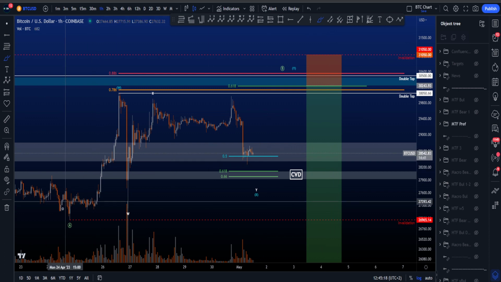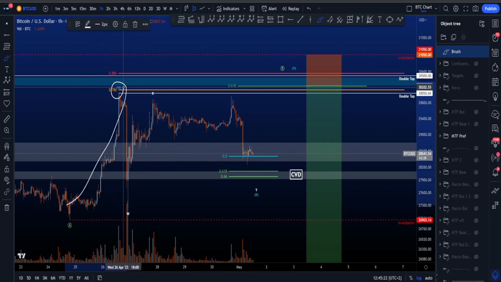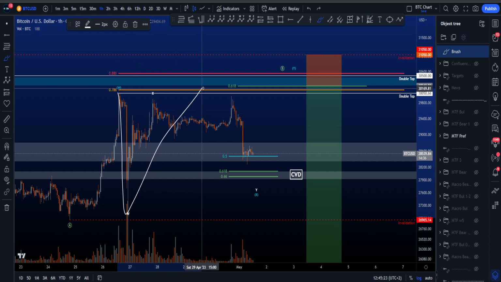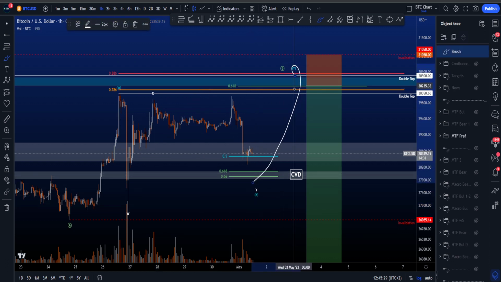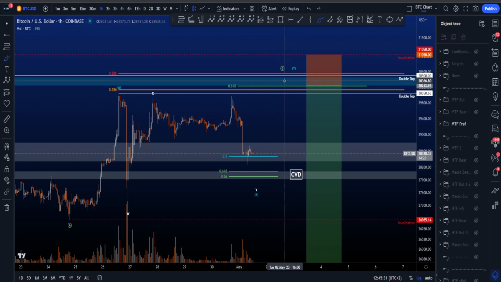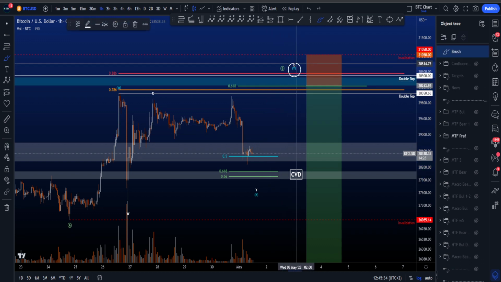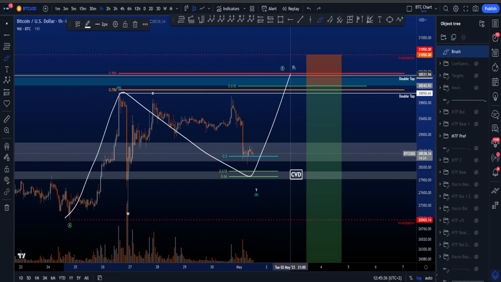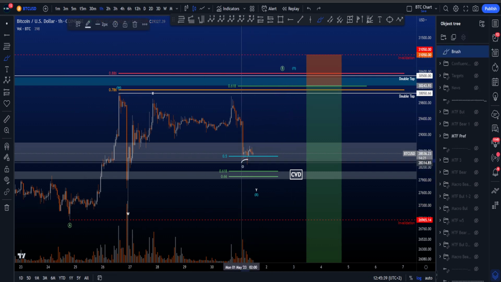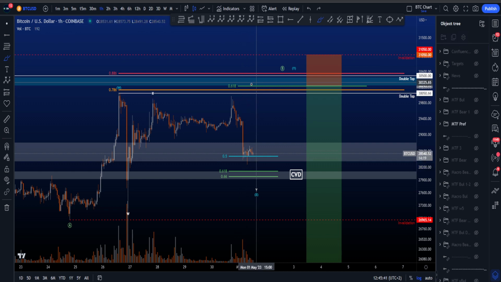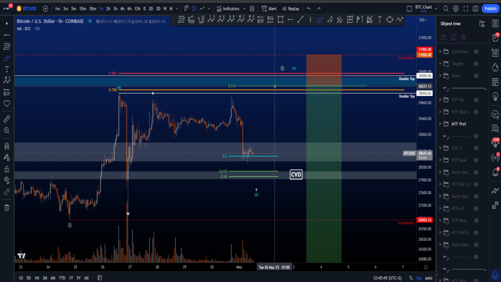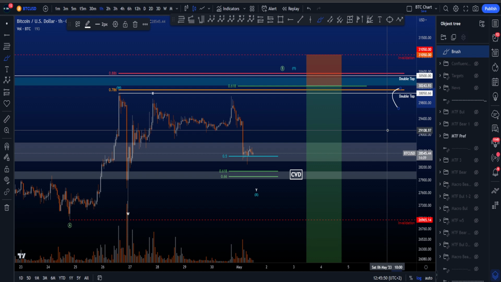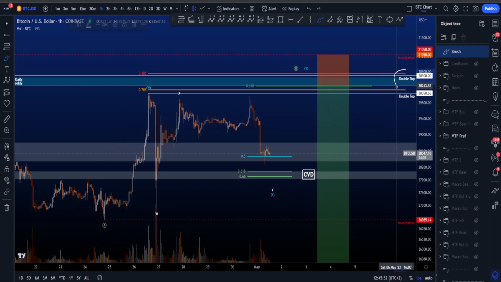Now, if we zoom into this structure, we have a 3-wave move in wave W, then a complex structure in this blue wave X, for then eventually another wave Y to the upside, which then finishes the green B. If we look at the targets for this blue wave Y, this being a WXY, currently, with the low that price has made, one of the common targets for wave Y is the 0.618, which as you can see is in confluence with the target box at 30.2k. It's also above the first double top at 30k and very close to the upper double top as well.